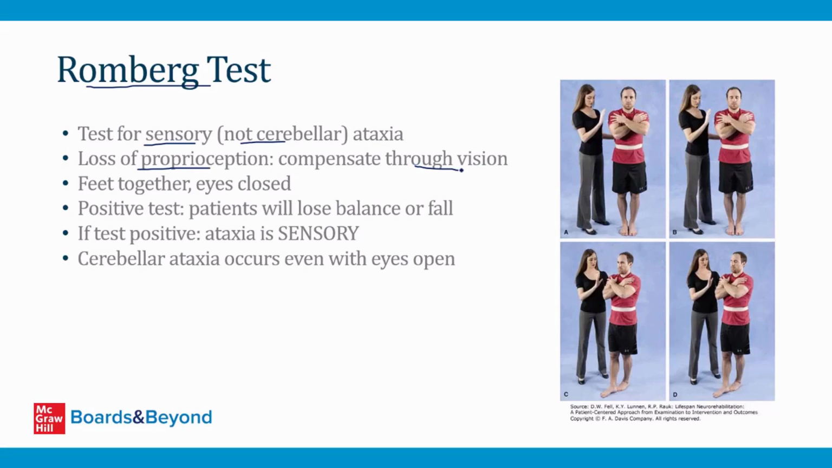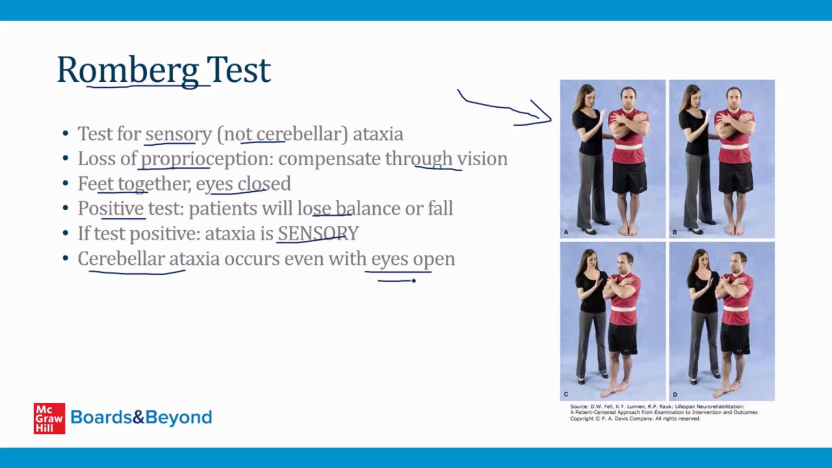So the Romberg test assesses for sensory ataxia like this by asking the patient to put their feet together and close their eyes, just like shown in the top panel here. If the patient loses their balance or falls when they close their eyes, this is a positive Romberg test. And this means that they have a sensory ataxia and they have lost proprioceptive information coming into their spinal cord. When patients have cerebellar ataxia, they will have loss of balance even with their eyes open. And that's a key point to understand.